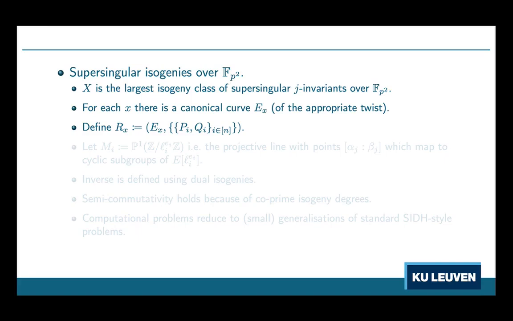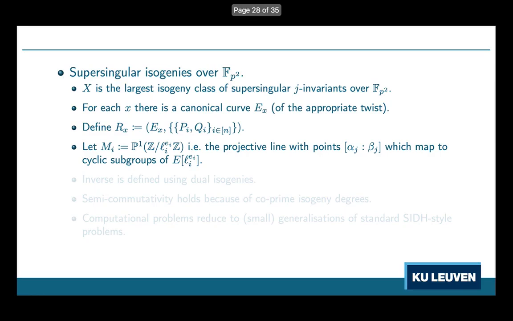In the SIKE setting, for example, n was just 2. We had 2 torsion subgroups that we were working with. But the idea is that each of these torsion subgroups can be represented by many different bases. So we allow the representative of any j-invariant x to have these many bases, which all represent the same subgroup. Given these elements, we can then define our masking sets.